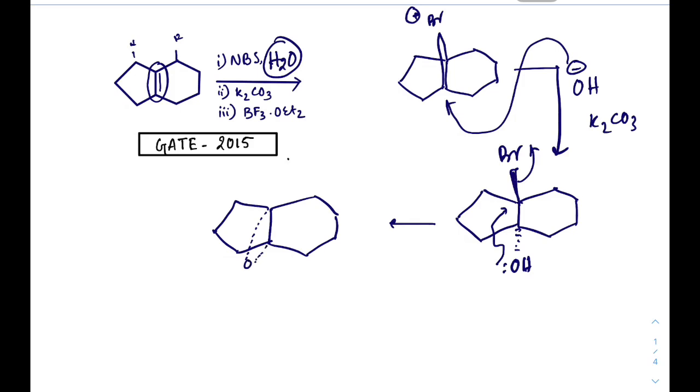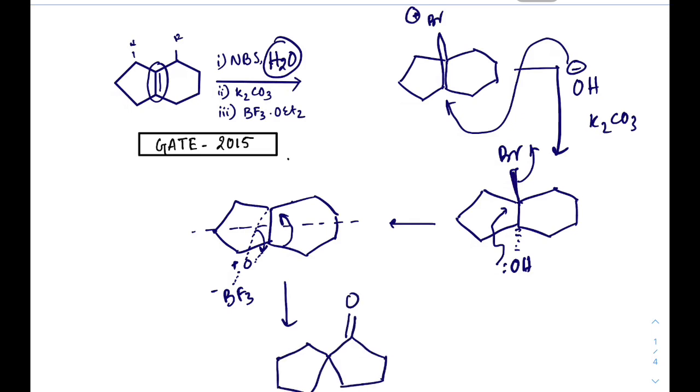Right? Now in the presence of a Lewis acid BF3, it chelates with oxygen and undergoes a rearrangement. As both sides are equivalent, any of the bonds can migrate. If we migrate this bond, followed by this reaction, it will give this type of product, right?